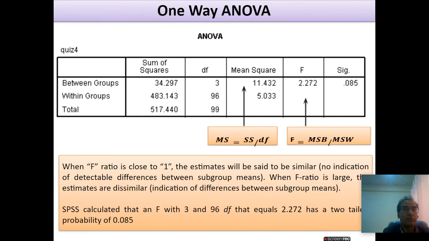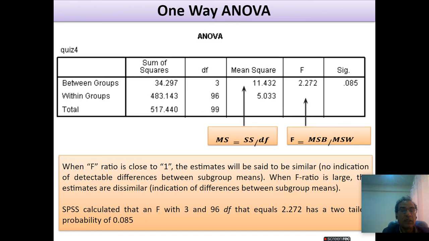In one-way ANOVA, the other parts are mean square, F value, and significance. When the F ratio is close to 1, the estimates are said to be similar, with no indication of a detectable difference between subgroup means. When the F value is greater than 1, the estimates are dissimilar, indicating a difference between subgroup means.